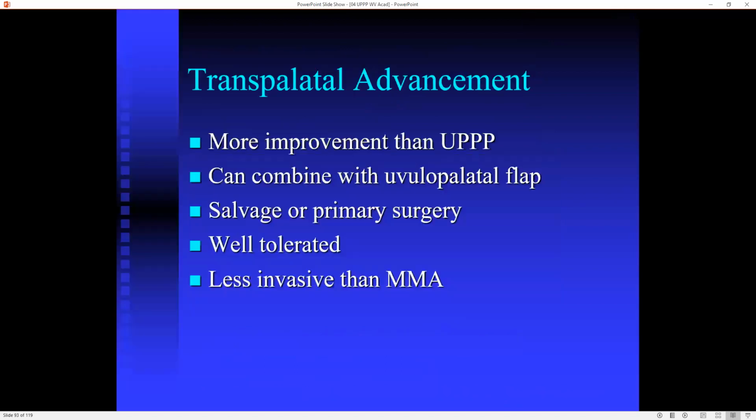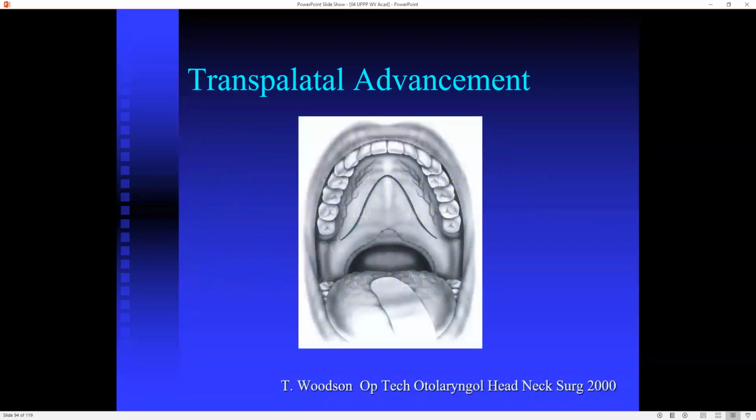There's more improvement than a UPPP, he says, and there's some truth to that. And I combine it with a uvulopalatal flap. You can use it as primary or salvage surgery, meaning that somebody has already had a UPPP, you can go ahead and do a transpalatal flap, which I've done on folks, and it adds to their improvement. It actually doesn't hurt as much as you would think, certainly not like a UPPP, and it's certainly less invasive than the bony surgery of a maxillomandibular advancement.